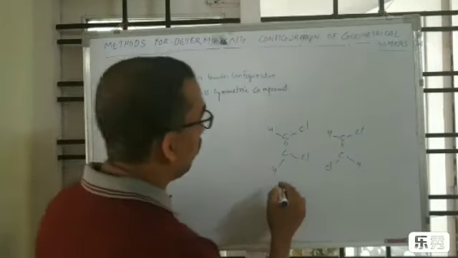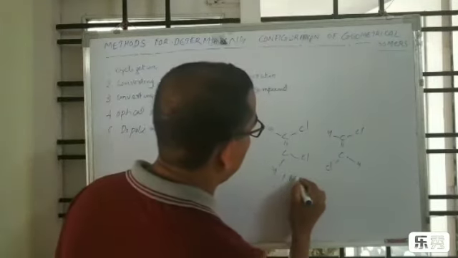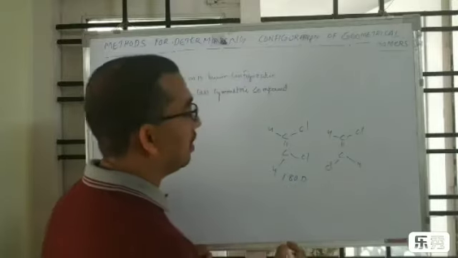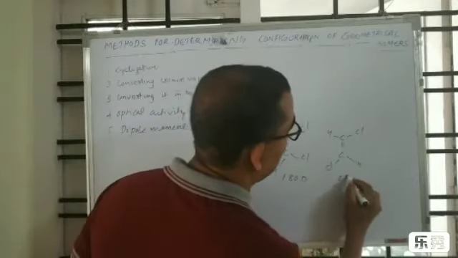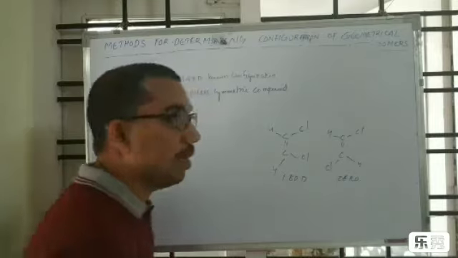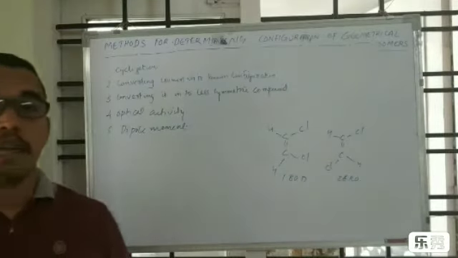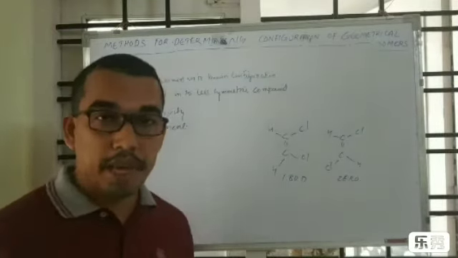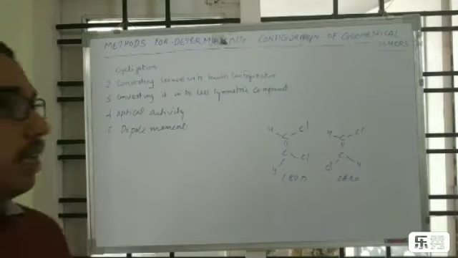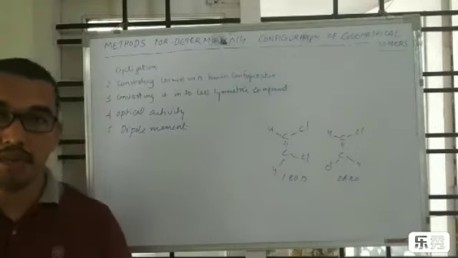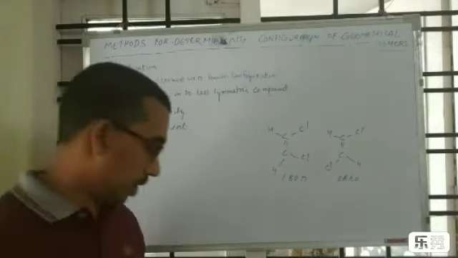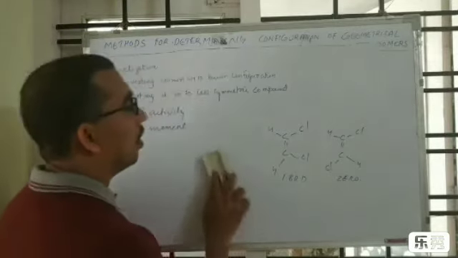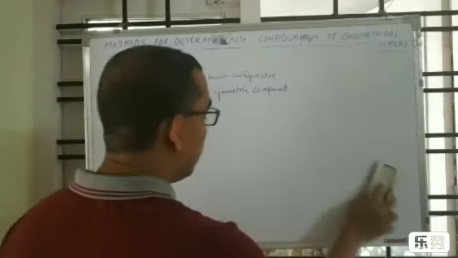The dipole moment for the cis variety is 1.80, but in the trans variety it is 0. Always the dipole moment of the cis isomer will be higher than the trans isomer. With that, we can determine the configuration of some geometrical isomers. This is the fifth method.